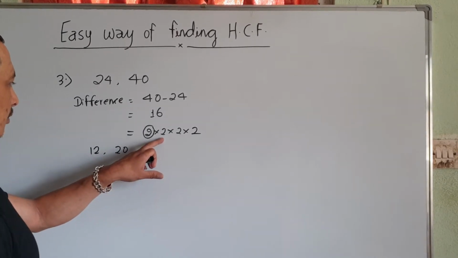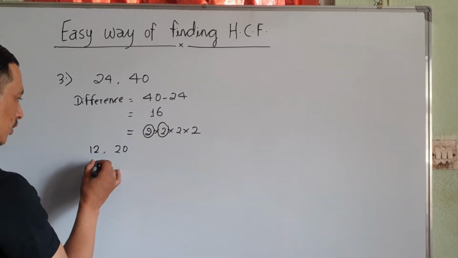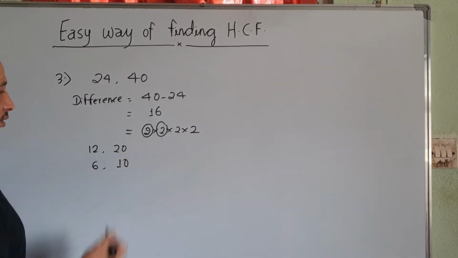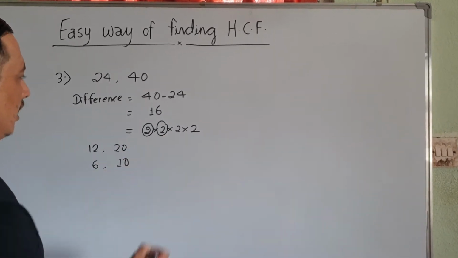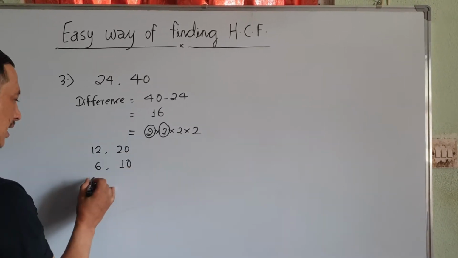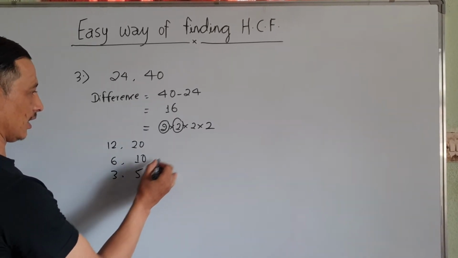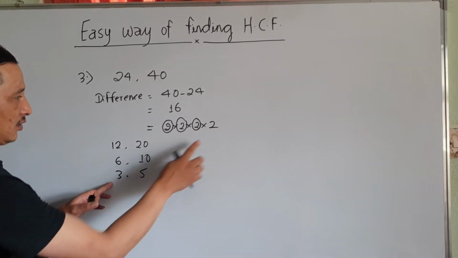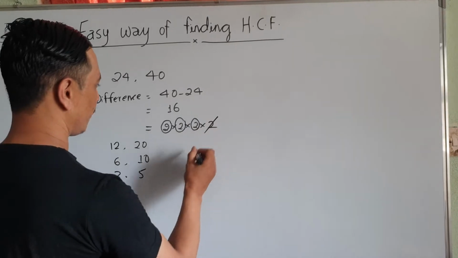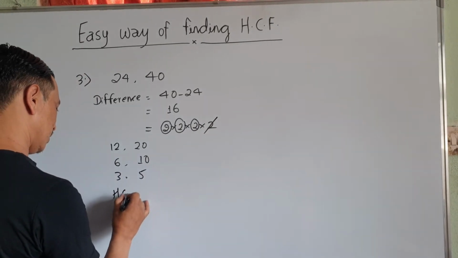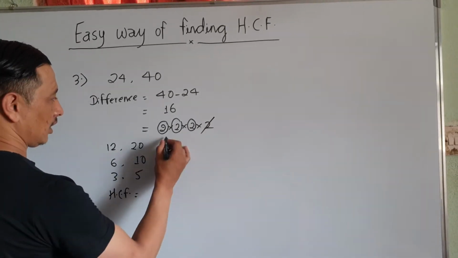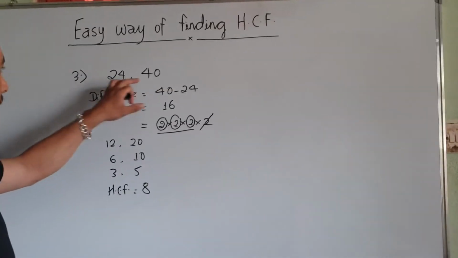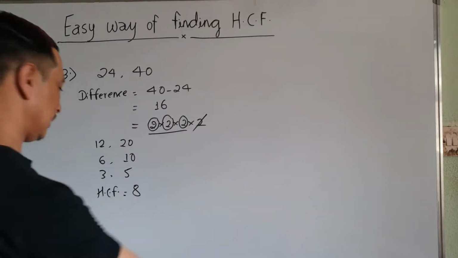Now after this, we check by the next 2. 2 times 6 is 12, 2 times 10 is 20. It's also dividing. Now let's check by this one. 2 times 3 is 6, 2 times 5 is 10. So it's also our factor. Now 2 does not divide 3, 2 does not divide 5, so we discard the last 2. So the HCF equals the product of these three 2s, that is 8. So the HCF of 24 and 40 is 8.